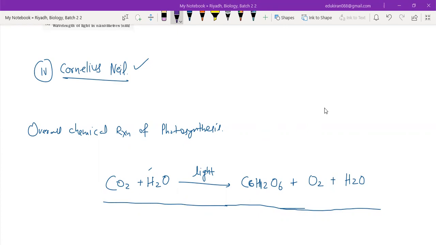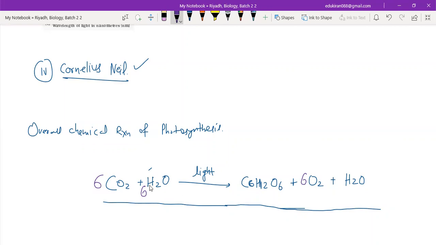Okay, I think Reba is speaking. Yes, Reba. Did you balance the reaction? Yes, sir. Can you tell me? 6 CO2, 6 H2O, 6 O6, 6 O2. Okay. Is it balanced? Yes.